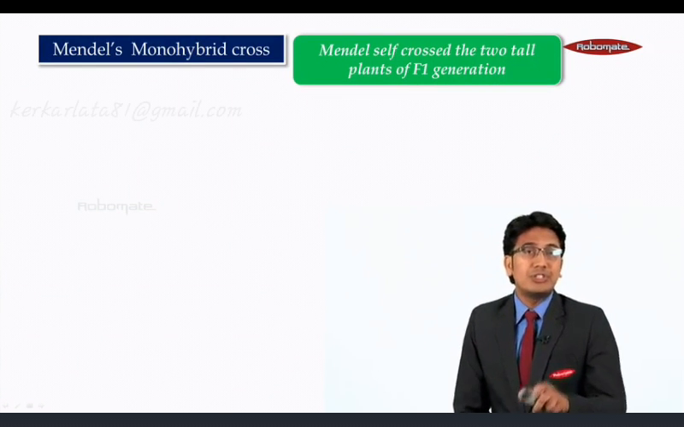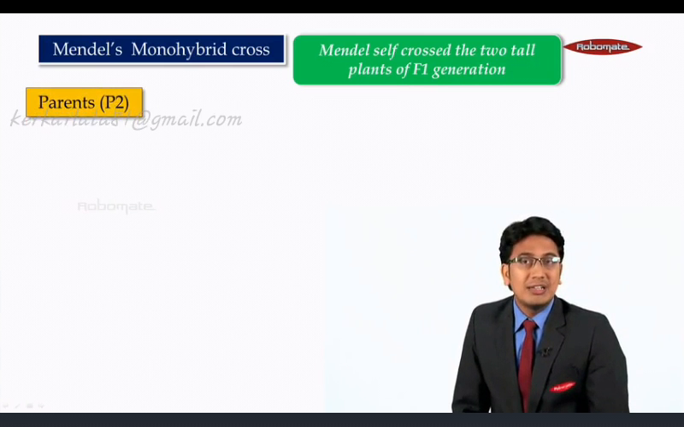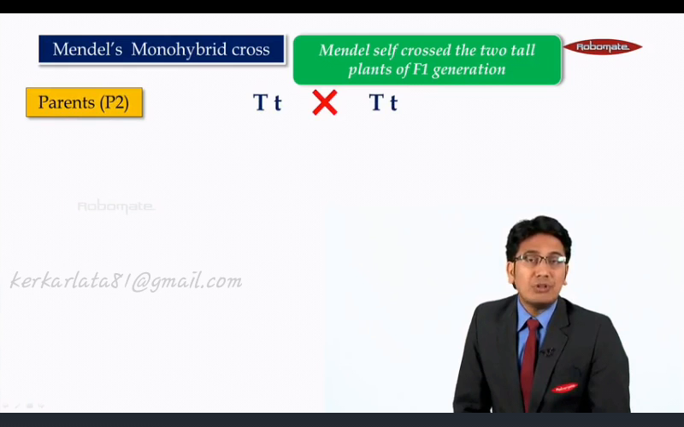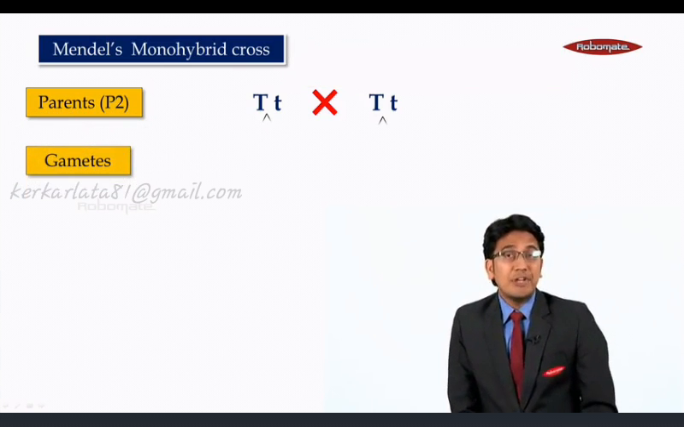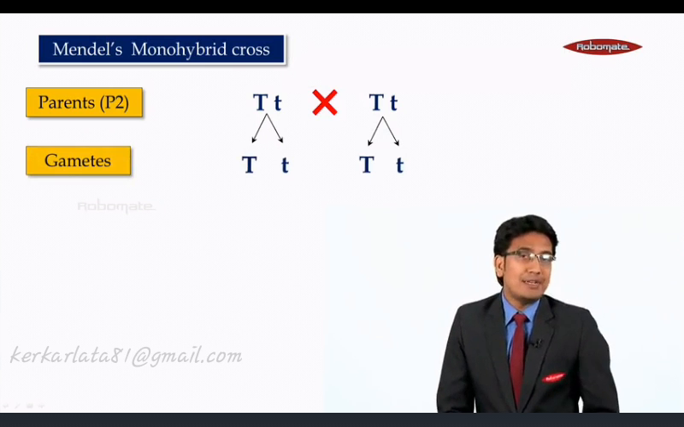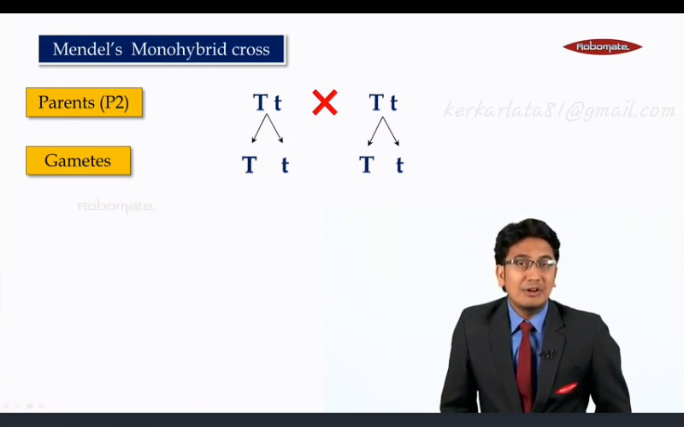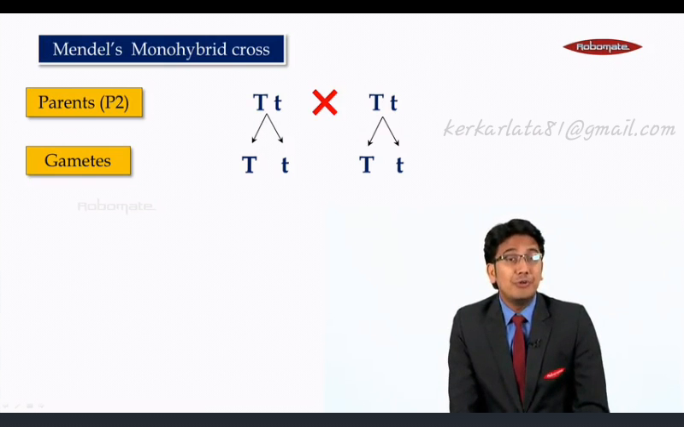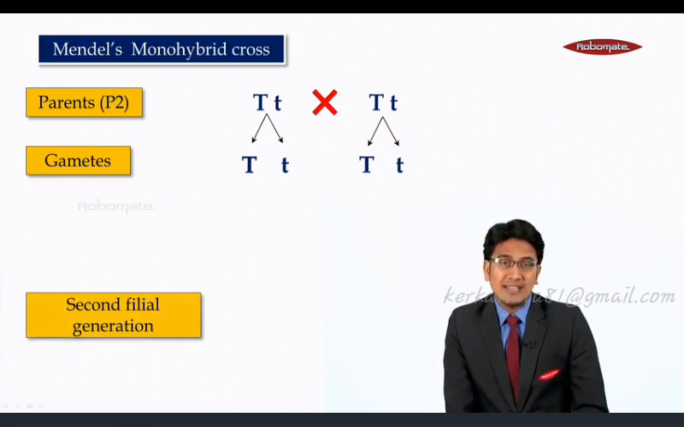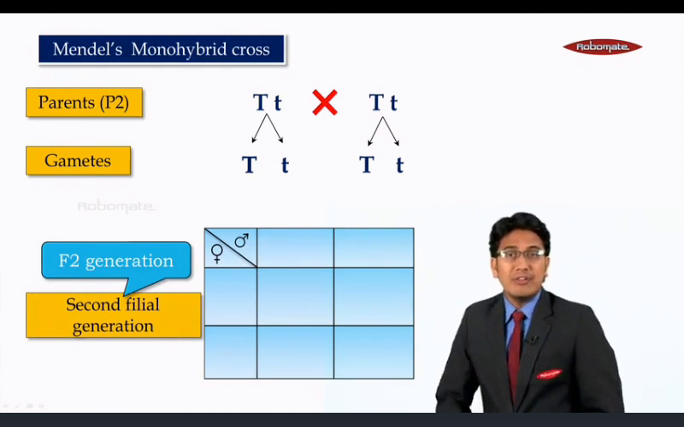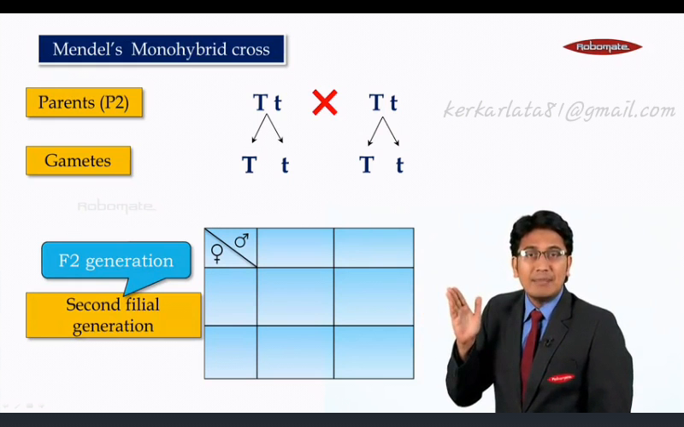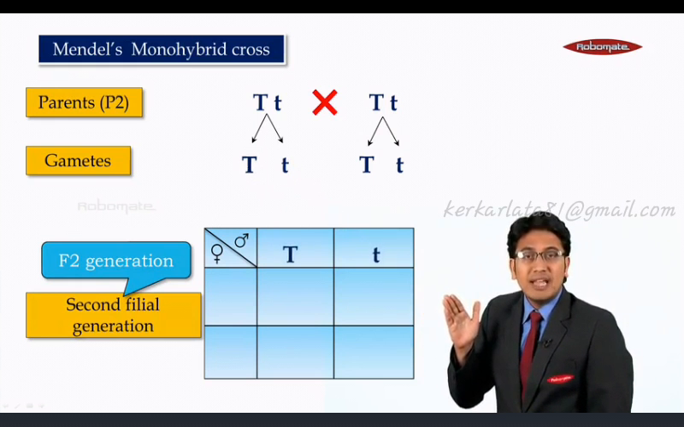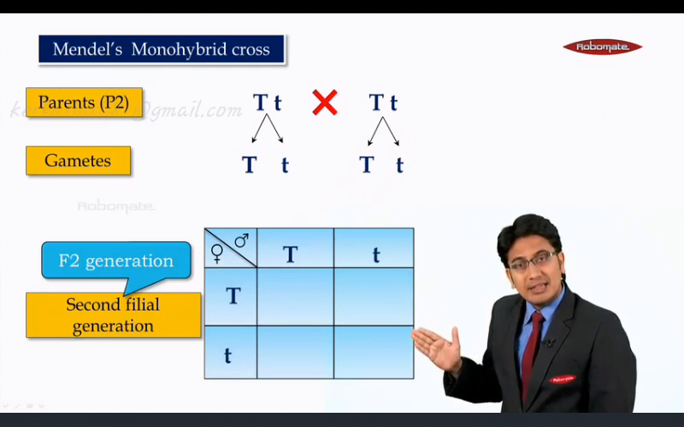Mendel self-crossed the two tall plants of the F1 generation. So he took them as second parents and he crossed capital T, small t with a capital T and a small t. Again, the separation of gametes, capital T, small t, and again the crossing over, but this time he drew a Punnett square to represent the second filial generation. In the square there is a male on the upper side and a female on the lower side. So he wrote the male gametes on the upper side and the female gametes on the lower side.